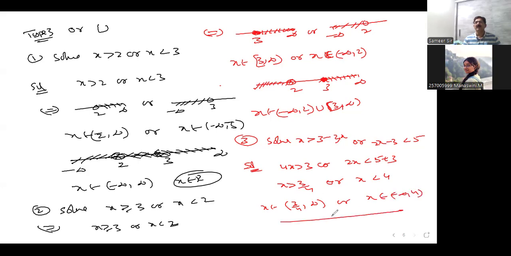So together, be careful. 3 by 4 and 4, both are open. But while counting, it is involved in this direction, and in the other direction it is involved too. Or there. So x belongs to minus infinity to infinity. Clear? I have given 3 examples, and we use "or".